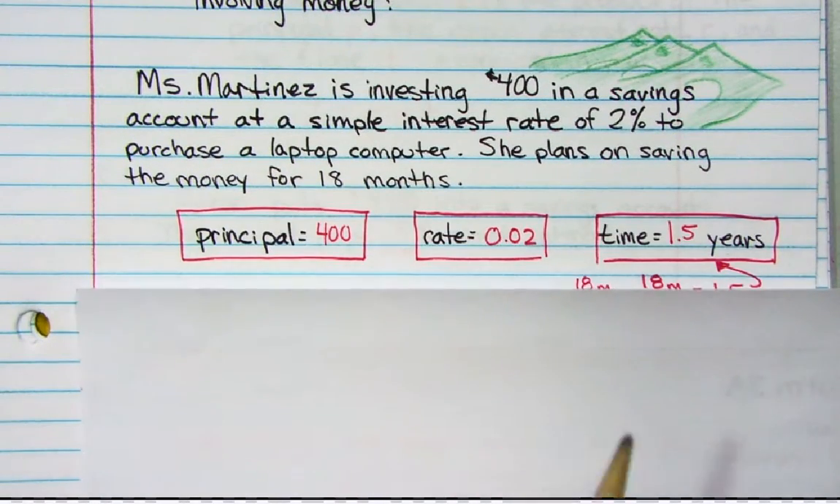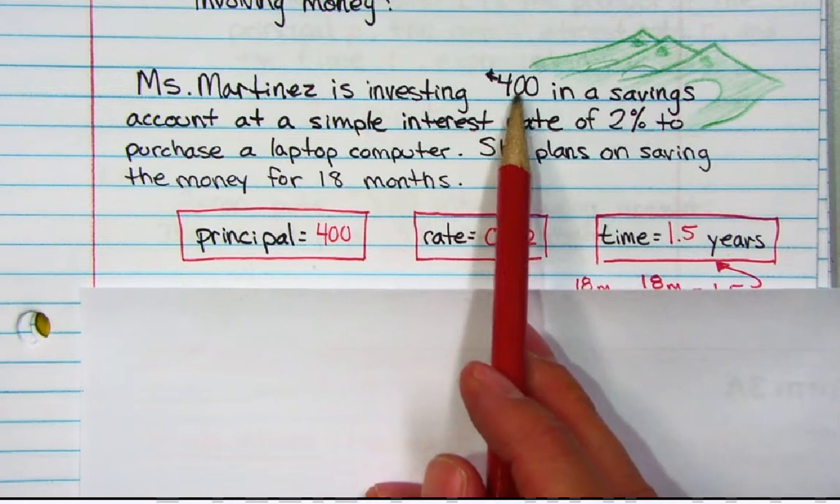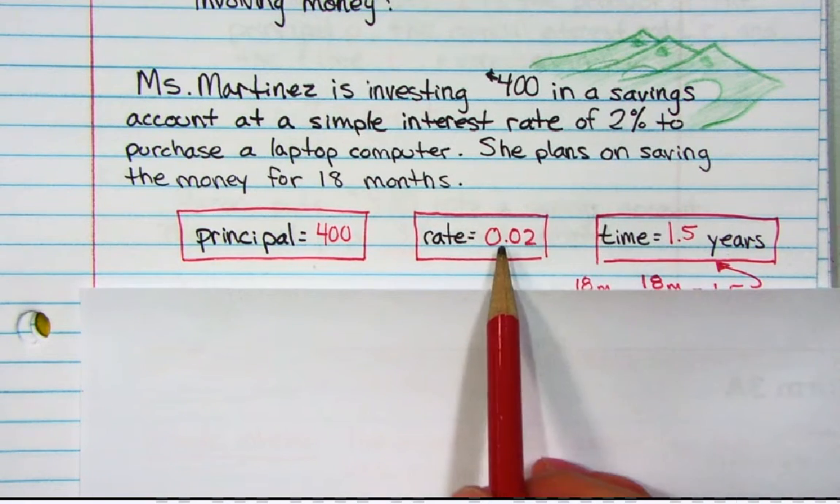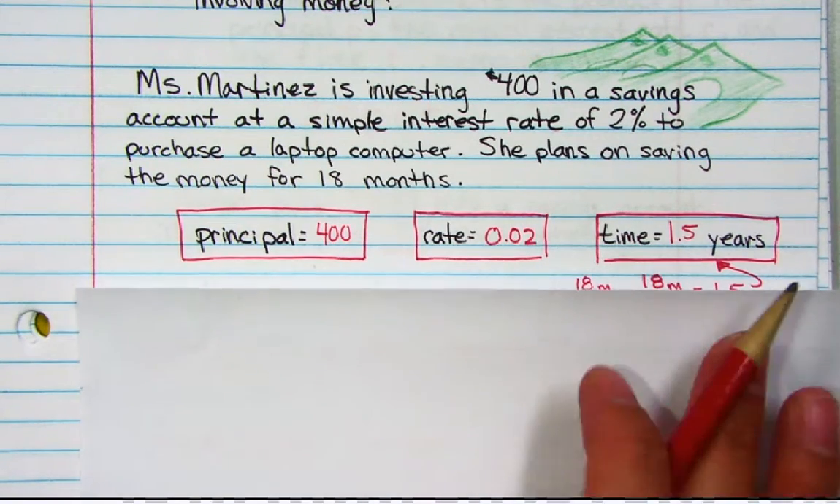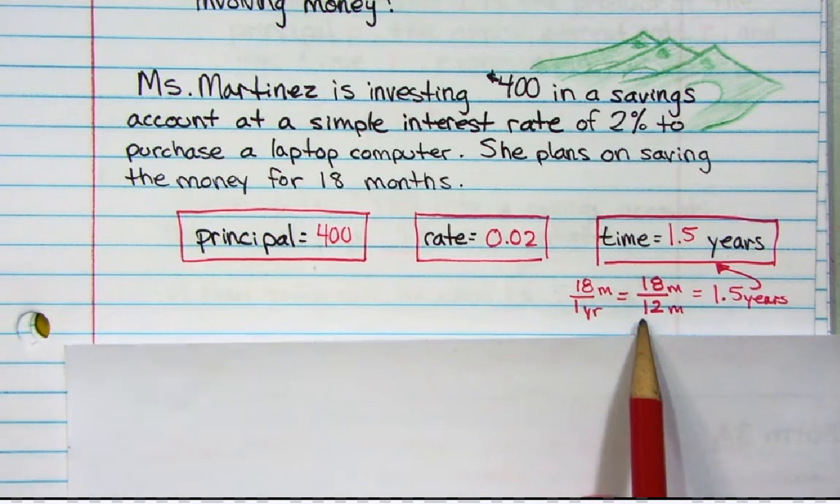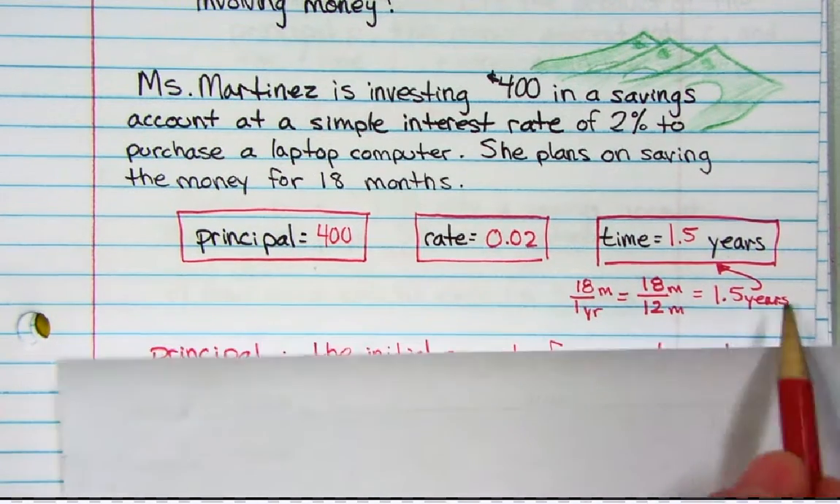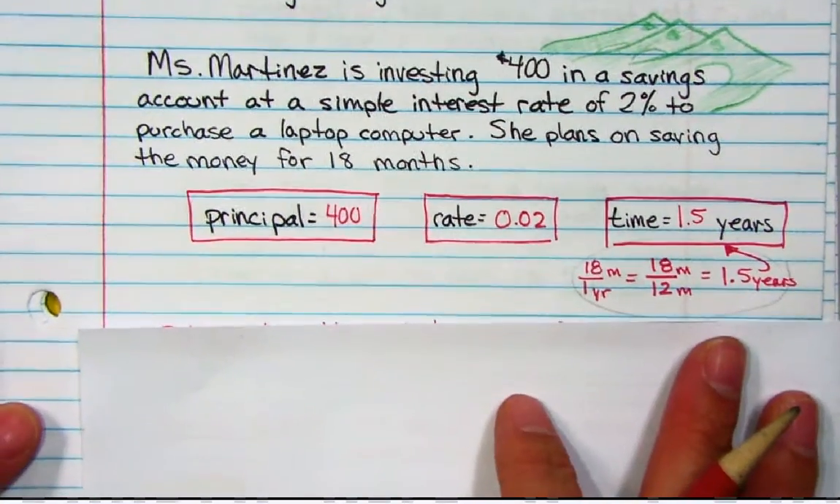So here's how this works. We need to know the principal is $400. That's what she starts with. The rate is 2%, and the time is actually 1.5 years. How did I get that 1.5? Well, 18 months out of 12 months reduces to 1.5 years. And that's an important little key concept to understand, how to convert those things.